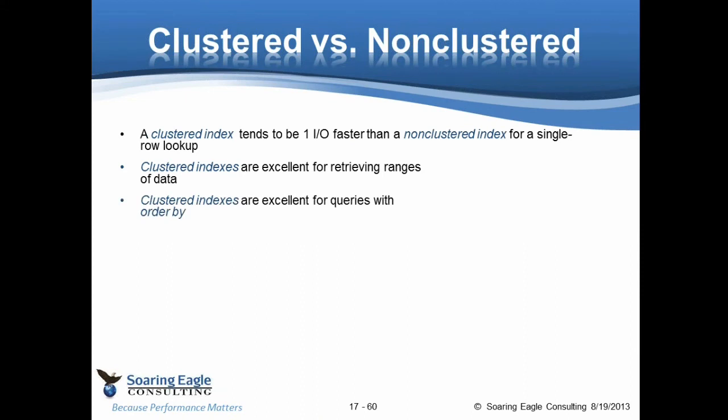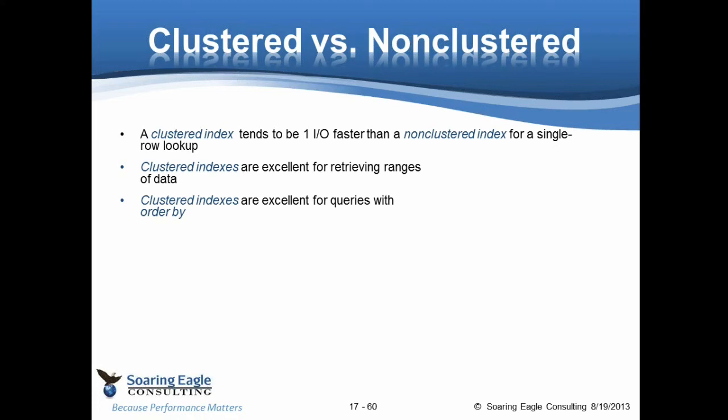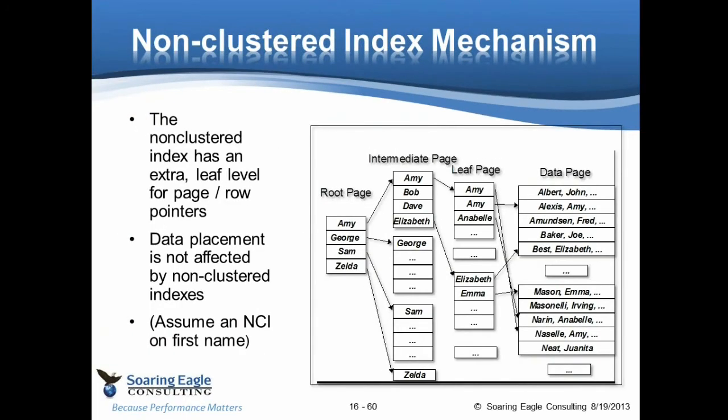So the clustered index tends to be 1 IO faster because it tends to have fewer entries in it. They're great for ranges of data. They're great for order bounds. The non-clustered are a bit slower, take up a lot more disk space, but are frequently the next best alternative to a table scan. Let's think about that one for a minute.